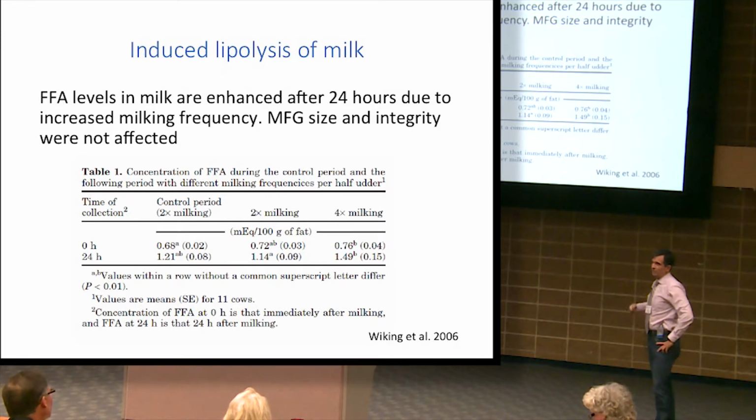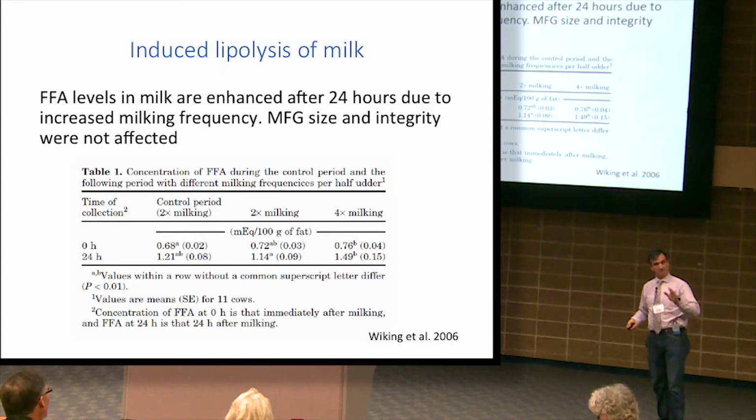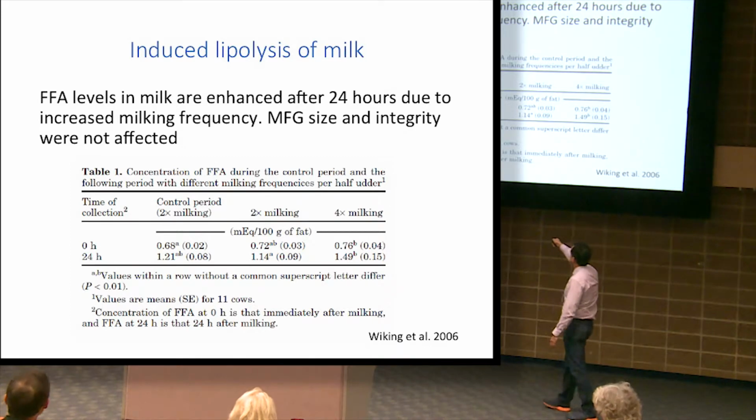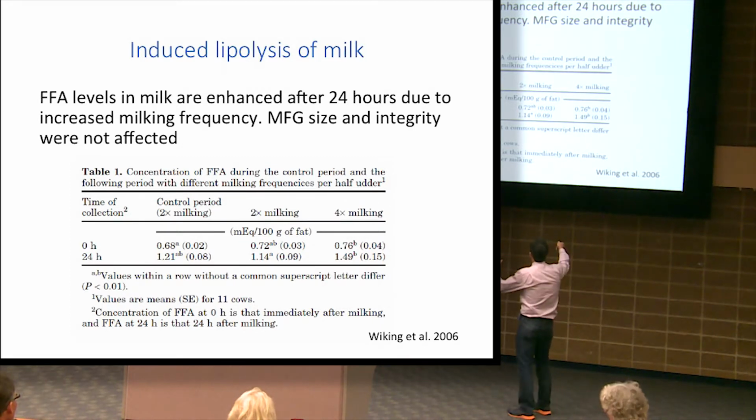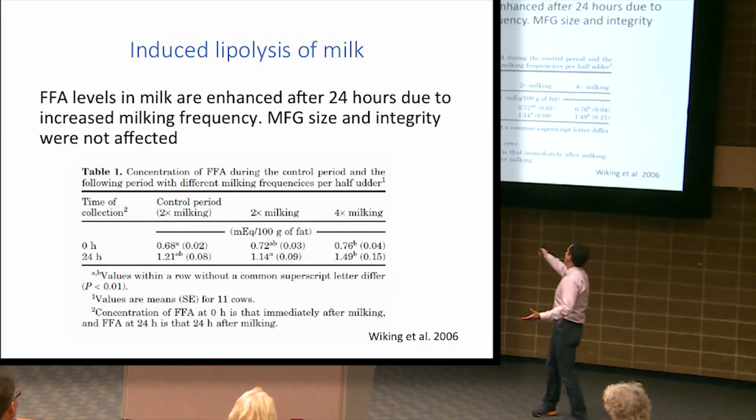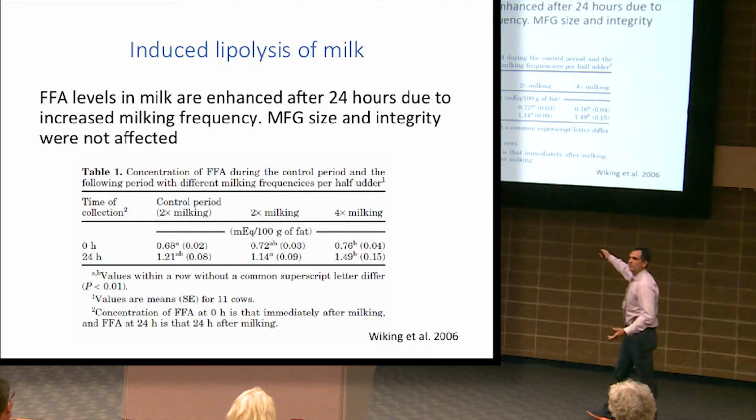Interestingly enough, I told you everything about the milk fat globule. They found that size and integrity of the milk fat globule seems not to be affected. Oops. Oh well. And here's at 0 hours. This is a control, 0.68. And I really like this one. It's 0.68. 0.68 bananas. And it goes to 0.72 bananas.